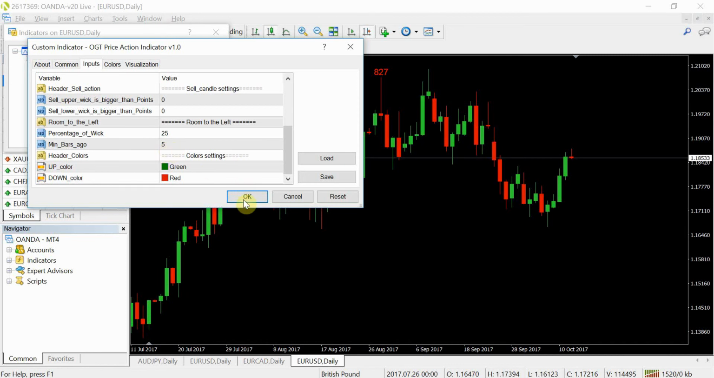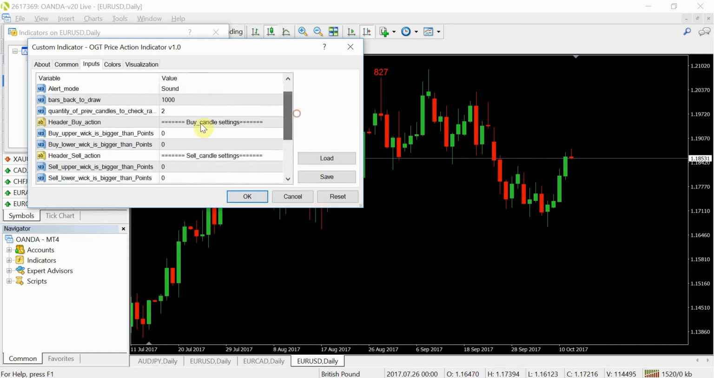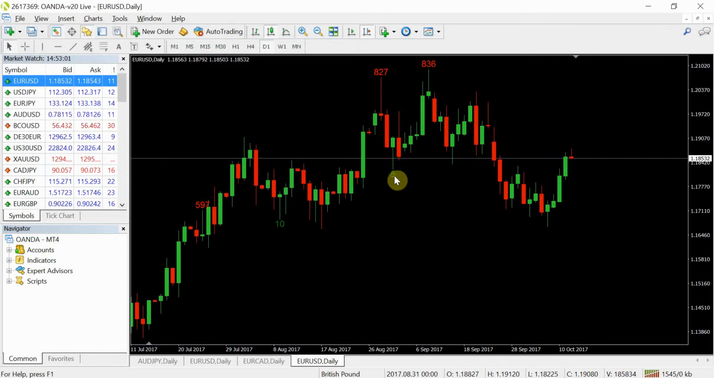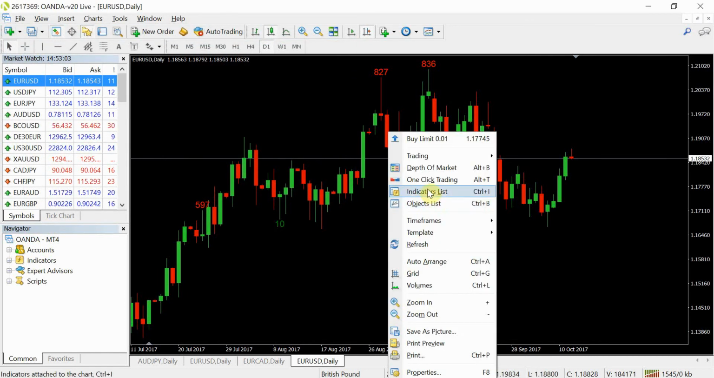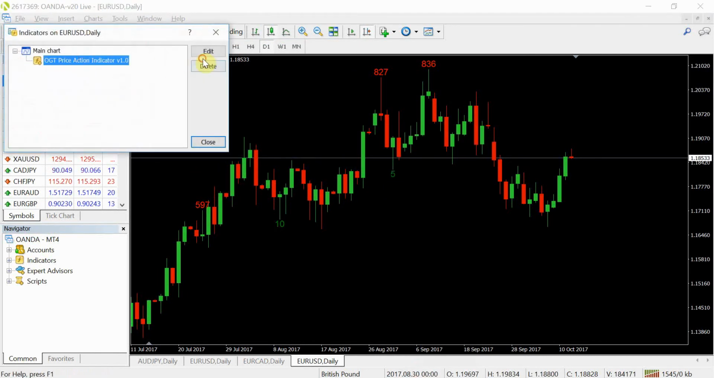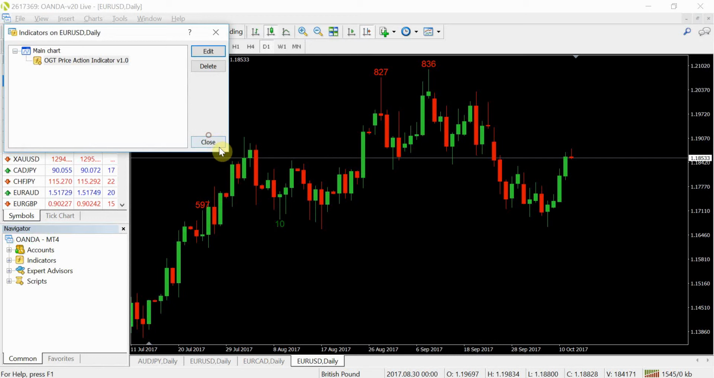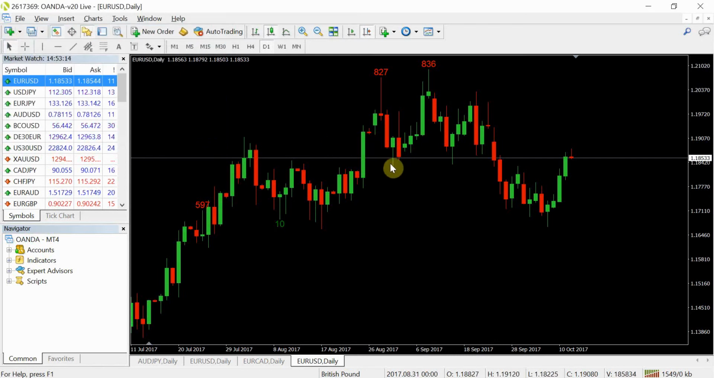So for example, if I put this back to 0, you can see here that this has 5 bars as a minimum. If I increase this to 6 bars, you'll see that that one disappears because the lower 25% hits it before the minimum number of bars, which in this case is 6. So hopefully that's quite self-explanatory.